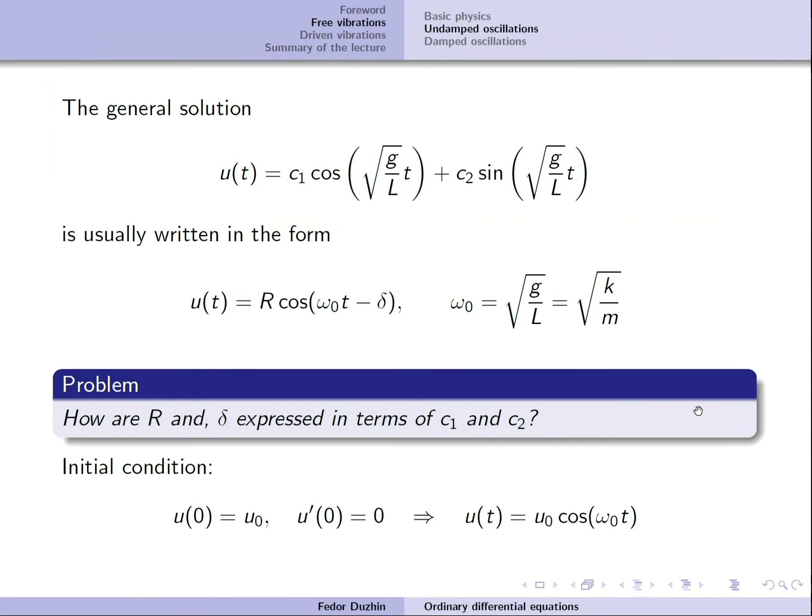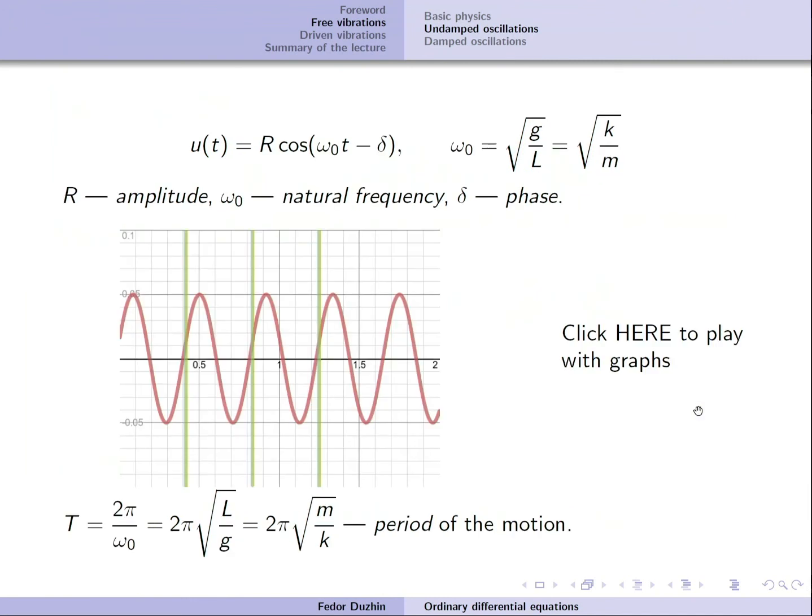The reason why it is more convenient to write down the general solution in this form is because it becomes easier to solve the initial value problems. And finally, if you want to play with graphs, see how these parameters, the amplitude, the natural frequency, the phase, how they affect the period of the motion and the graph of the function u versus t, you can click here.